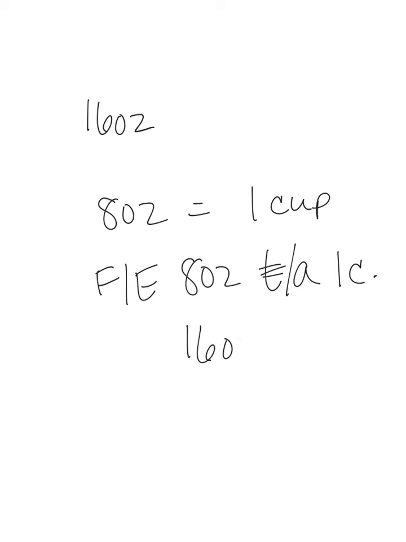So 16 ounces. To get from 8 ounces to 16, what am I going to do? Well, I'm going to have to double that or multiply by 2. So 8 times 2 is going to give me 16. So I have to do the exact same thing to cups. So 1 times 2 is going to give me 2 cups. So my answer for this would be 2 cups.